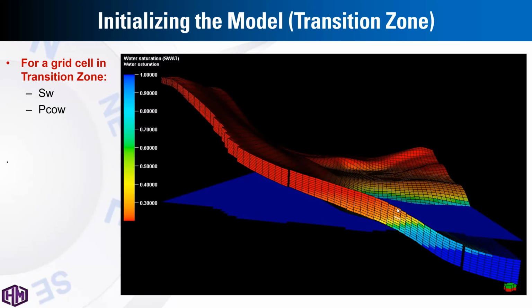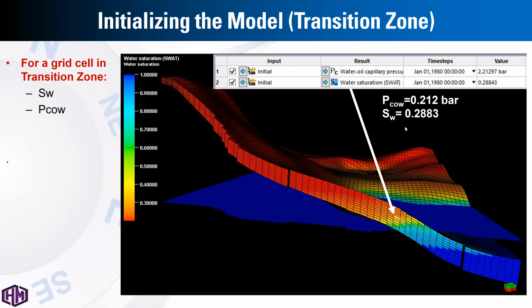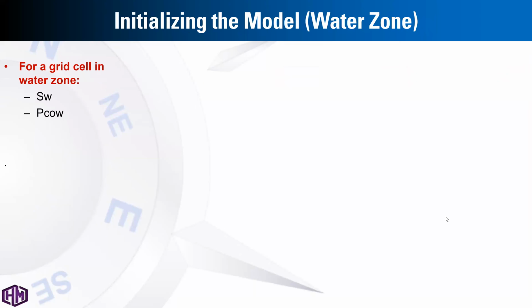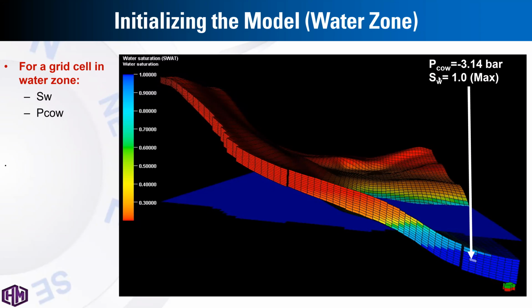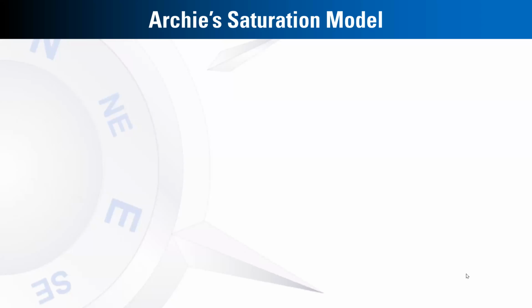But if we select one grid cell right here, the SW equals 0.28, which is a value higher than SWI, which means the changes in water saturation from 100% water at this level to SWI, or irreducible water, at the free oil level. And we have this grid cell in the water zone. We have water saturation equals 1, but capillary pressure, this is the minimum capillary pressure.